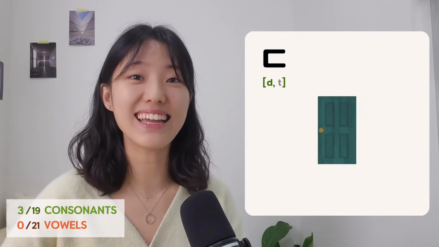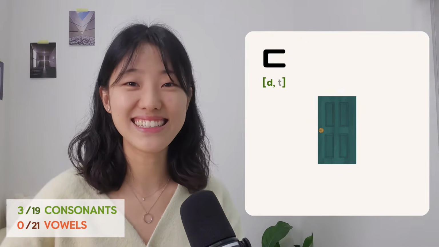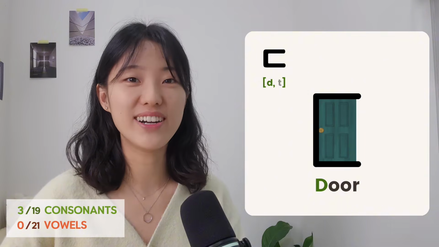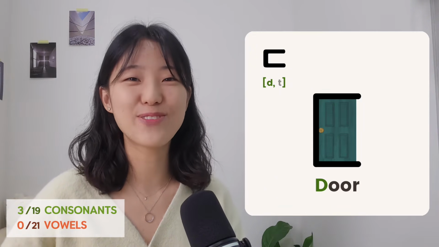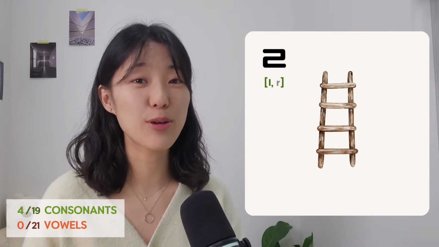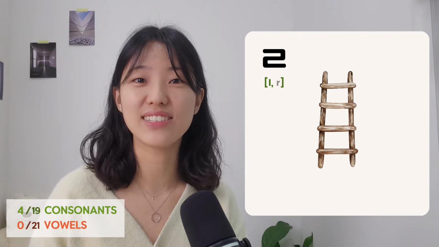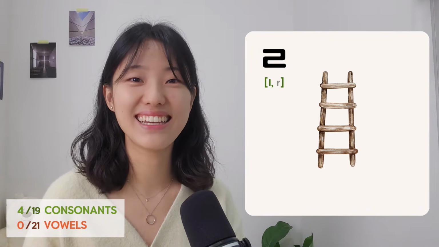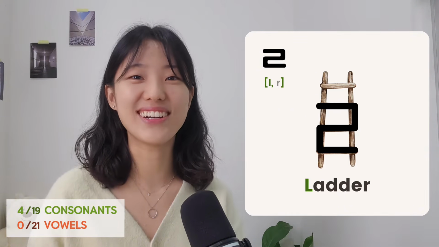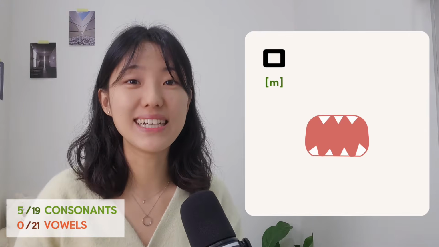드, somewhere between D and T but closer to D sound. 드 from door. 르, somewhere between L and R but much closer to L sound. 르 from leather.